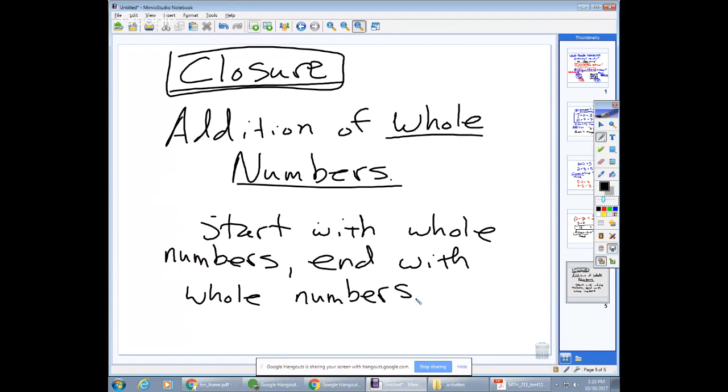So Ashley, what's your favorite number? 6. Ooh, that's an interesting pick. And then Caleb, what's yours? 7. Okay. What's 6 plus 7? 13. Is 13 a whole number? Yeah. So I started with whole numbers, I added them, I ended with a whole number. So the question is, if I always start with whole numbers and I add them, will I always get a whole number answer? Yeah, so then we say addition of whole numbers has closure. Addition is closed with whole numbers. It means we always get a whole number answer.